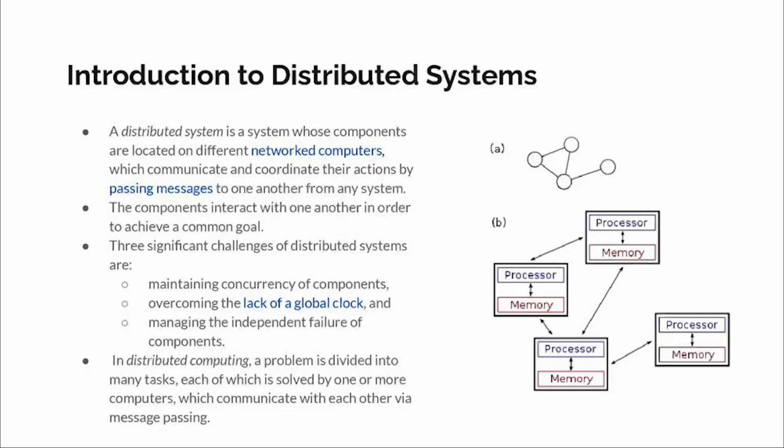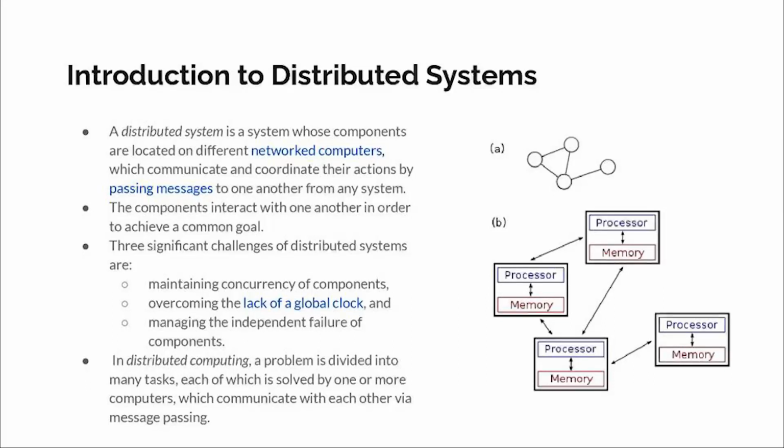So before we come to Apache Spark, let's understand what distributed systems are and why we actually need them. A distributed system is a system whose components are located on different networked computers, which communicate and coordinate with each other by passing messages from one system to the other. The components interact with each other to achieve a common goal. Distributed systems are required for huge data computations which cannot be done by a single computer alone.